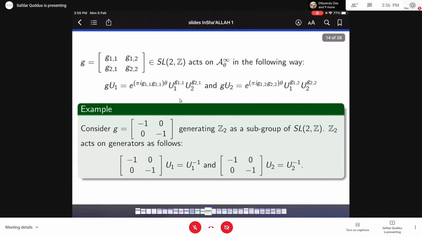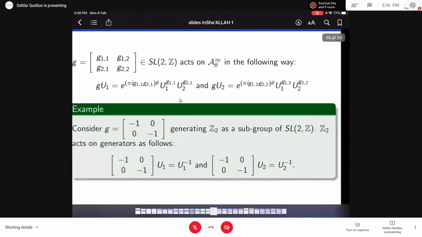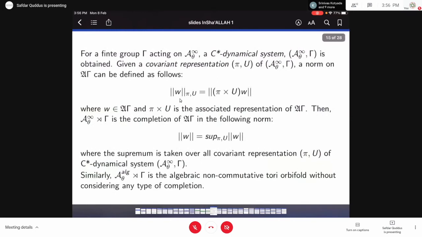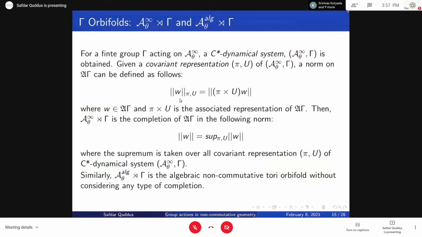Okay, fine. So there exists a group action of SL2Z on the torus, and for example, we have Z mod 2Z acting on it, which inverts the generators U1 and U2, and we can now talk about orbifolds, the smooth orbifold and also the algebraic orbifold.